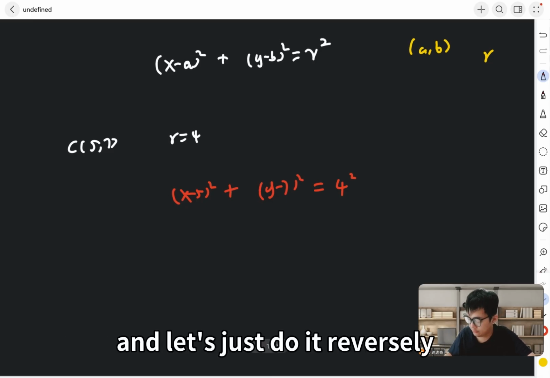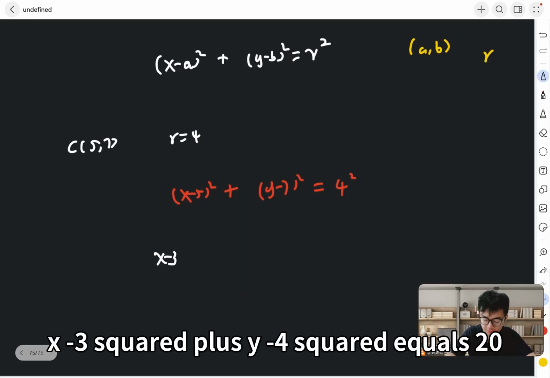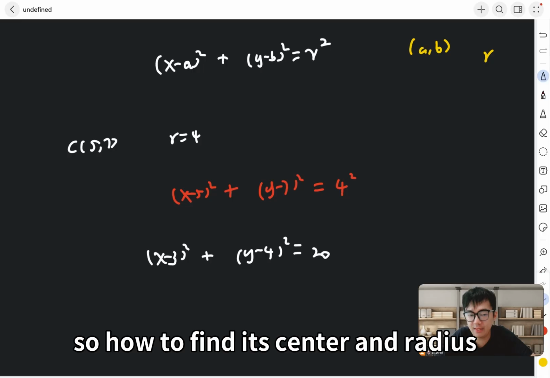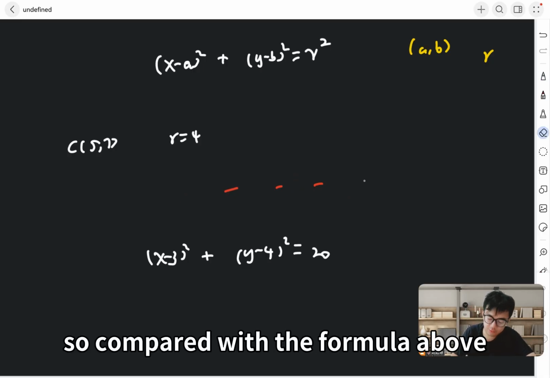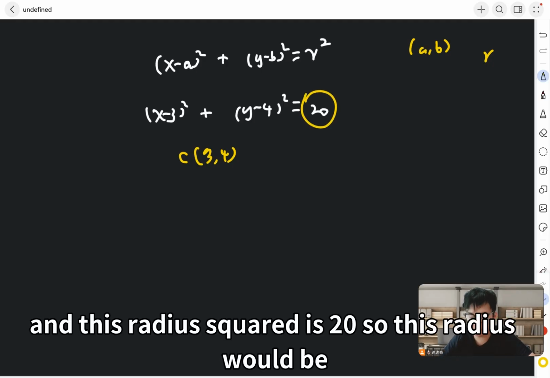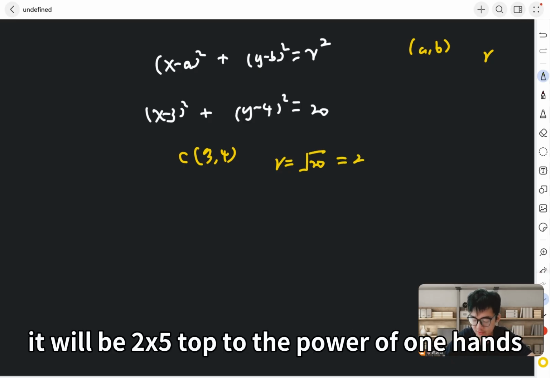Let's just do it in reverse. Given another circle's equation, (x minus 3) squared plus (y minus 4) squared equals 20, how do we find its center and radius? Compared with the formula above, we can read clearly that its center is (3, 4). And its radius squared is 20, so its radius is 20 to the power of 1/2. Let me simplify it. It will be 2 times 5 to the power of 1/2.